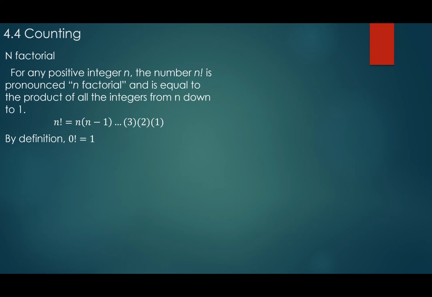And the definition of 0 factorial is that 0 factorial is always equal to 1, which means there is one way that you do not choose anything, which is you choose nothing, right?